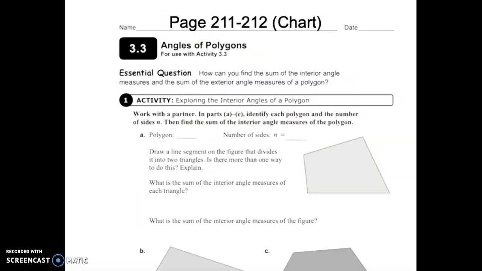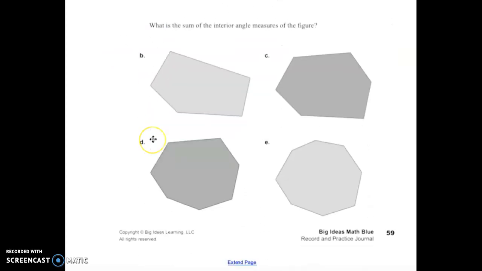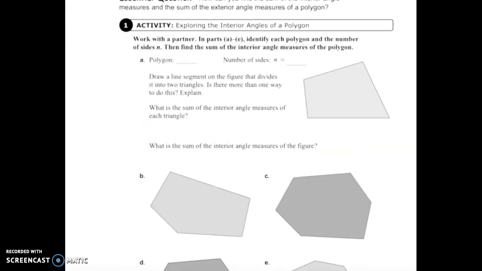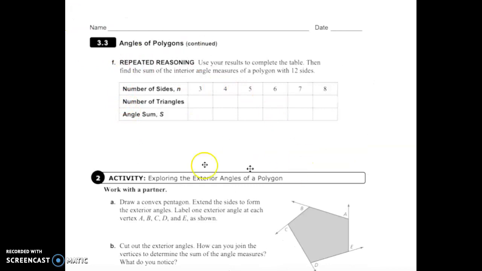What I want you to do right now to find out if there is a pattern or not is do pages 211 and 212, or at least that's what I'm calling it in my book. It'll say angles of polygons, and it'll say 3.3 on it. It should look like this. I want you to just do this chart here at the top of 212. All right, and then come back to the video when you have that done.